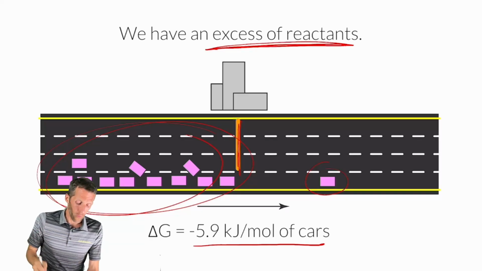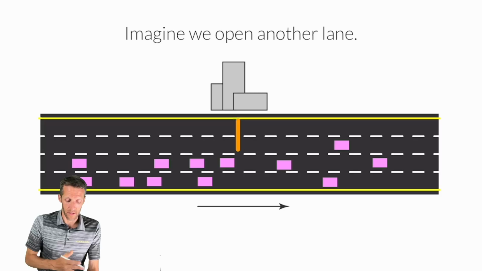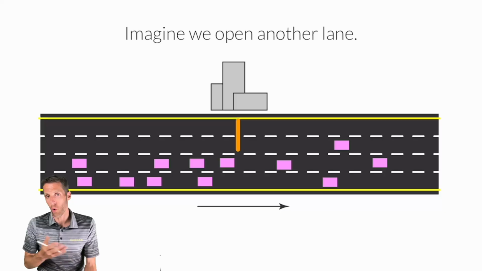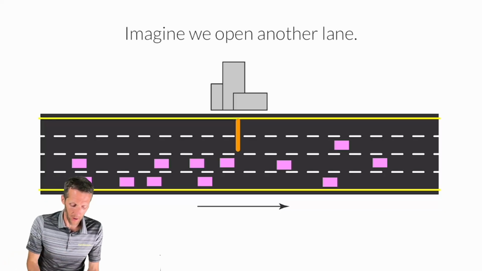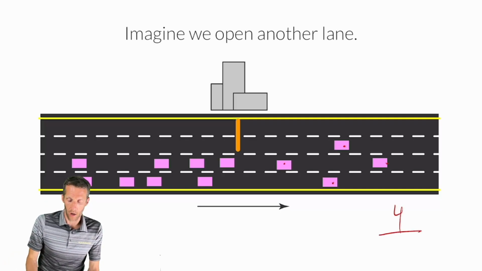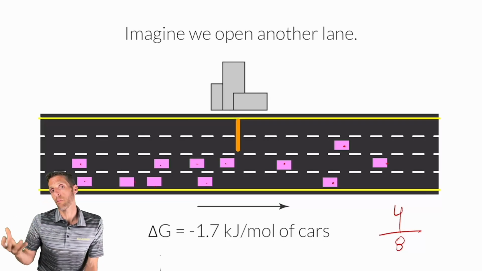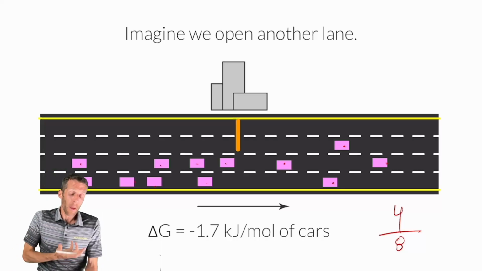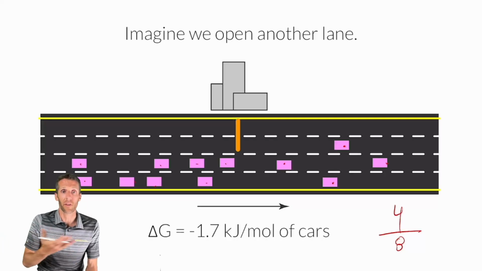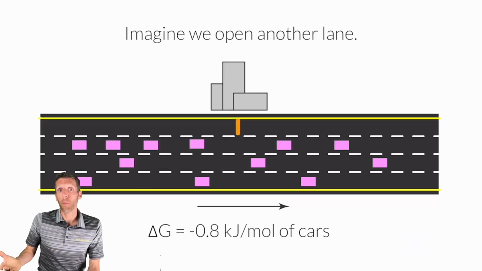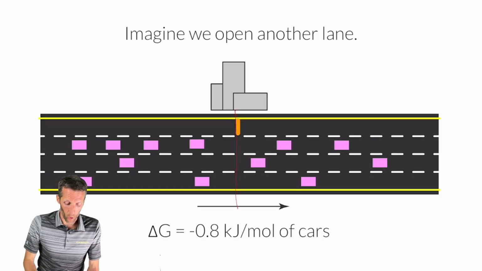Okay. What if we open up a lane of traffic? So now there's traffic that's clear. So now we have 2 more lanes open. And what we would see in that case is more cars on the right than what we had before. So now we've got 8 on the reactant side, 4 on the product side. You plug in those numbers and you get, well, now our delta G is minus 1.7 kilojoules per mole. Our delta G has gotten closer to 0 because we're seeing an equalization across the left and the right of this highway. Imagine we open another lane. So now we have 3 lanes that are open.